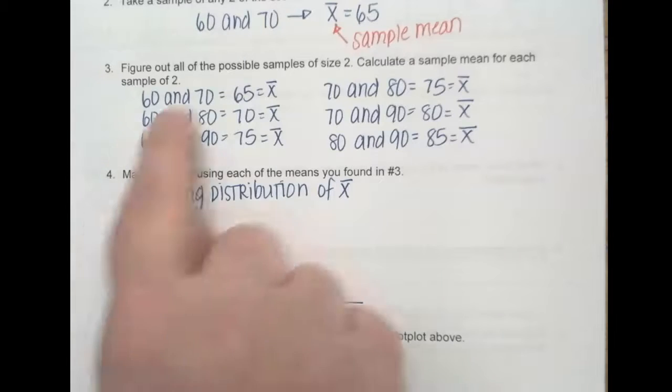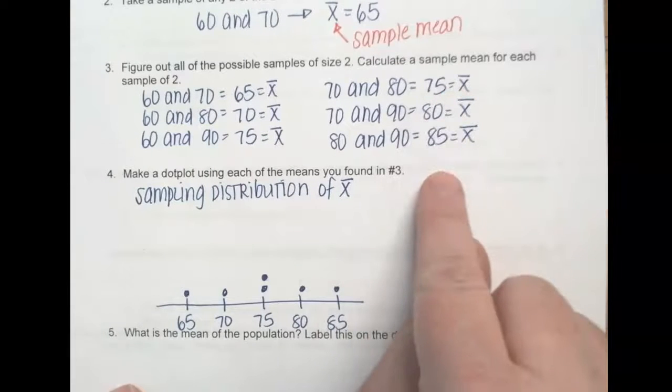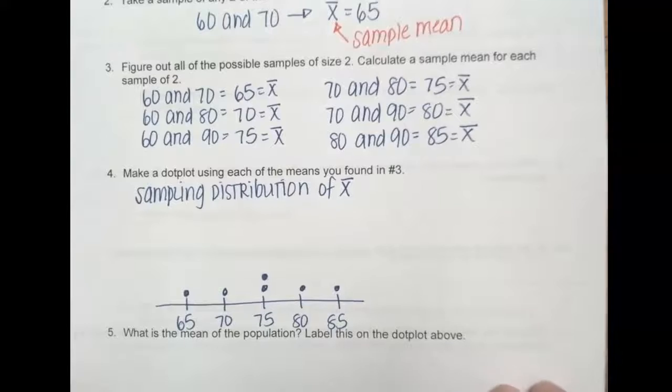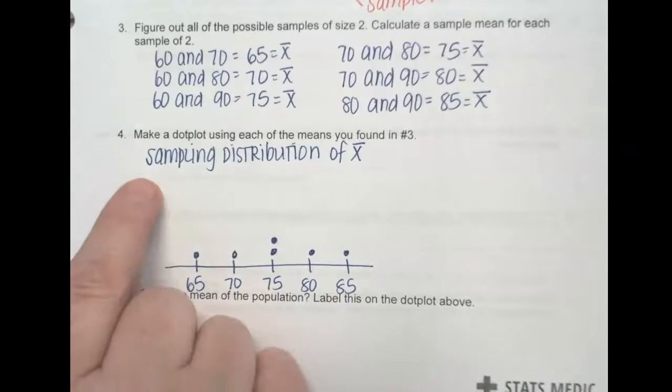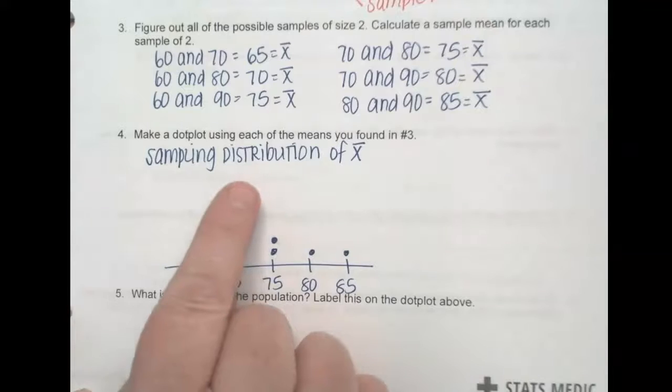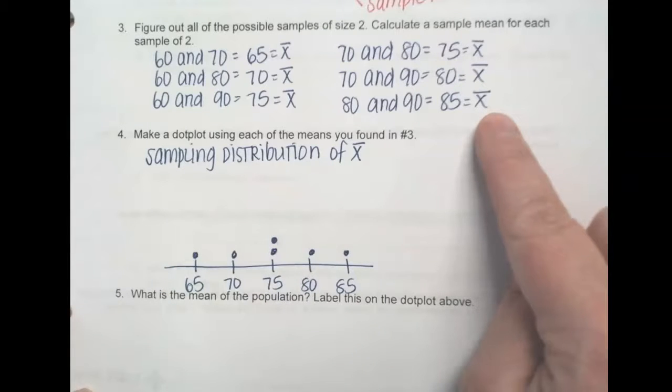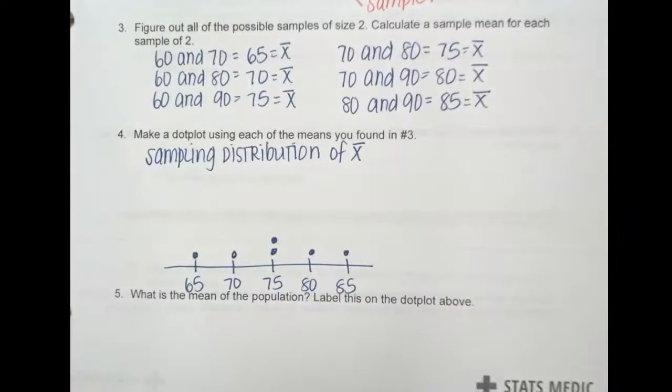All right, so when I came up with all of my averages of any sample size 2, I put them on the dot plot. And the name of this dot plot is a sampling distribution, and we were putting on there the sample means, so X bar.